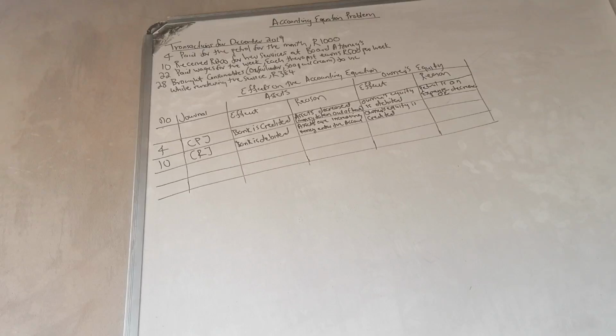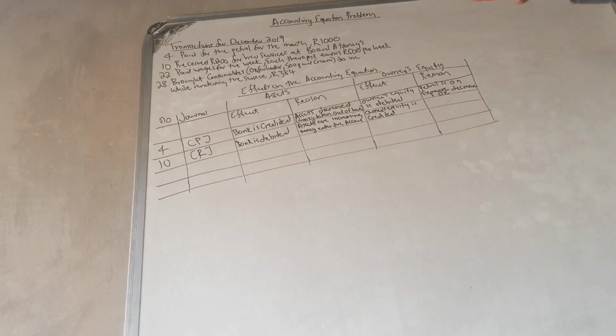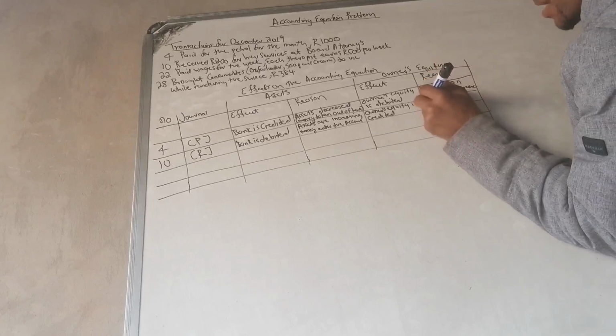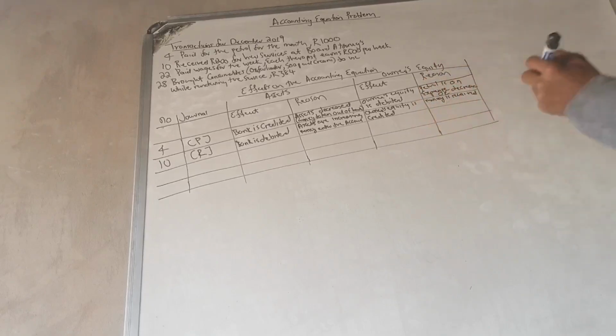But now this is very, very important. Recall the reason for this cash that we have received, 1,200 for her services. The reason is: money that is received. Money is received. Therefore, what happens if money is received? Because money is an income.